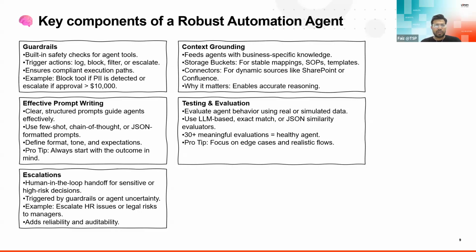The last thing in this key components section of the agent builder is testing and evaluations. We have said we have the guardrails, we have the effective prompts, and we have already written the prompts to generate the agent.